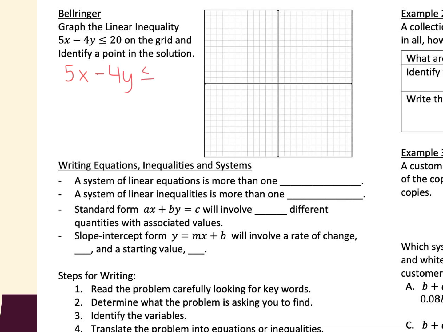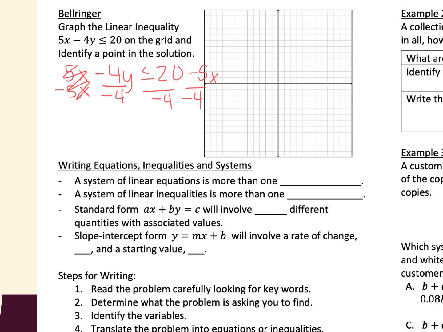To do that, we have to start by moving our x over. This happens to be a positive 5x, so we're going to subtract it. And now this is a division because we want the y alone on the left-hand side. So on the right-hand side, we're going to divide everything by -4.